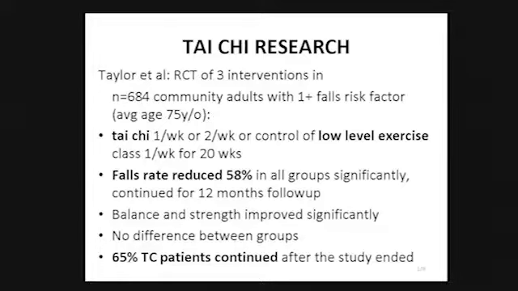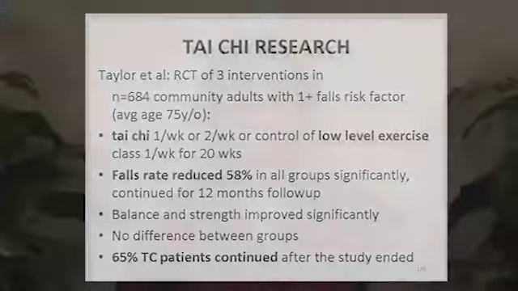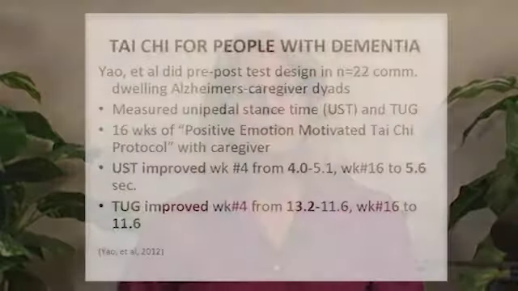Falls rate reduced 58% in all the groups, but no difference in balance and strength with general exercise versus Tai Chi for this study. But what was different is 65% of the patients in the Tai Chi group continued the activity at the end of the study. The people doing the boring exercise stopped. So what do you want? You want lifelong activity. You don't want them to do exercise, then stop, it's over. No, this is like brushing your teeth every day. It's lifelong.